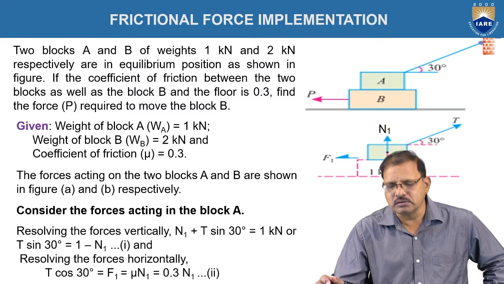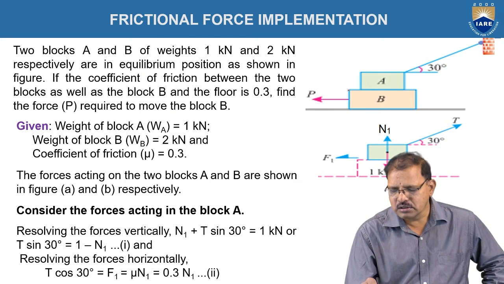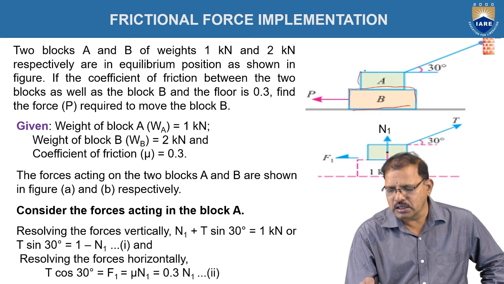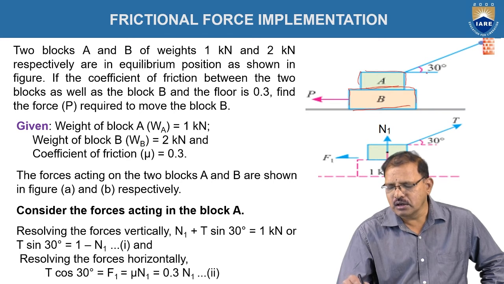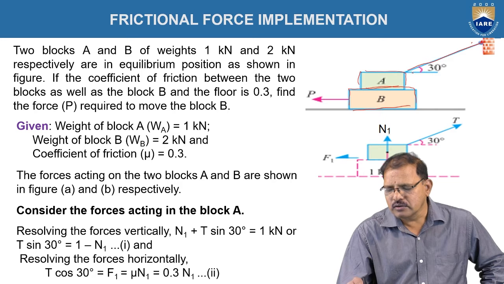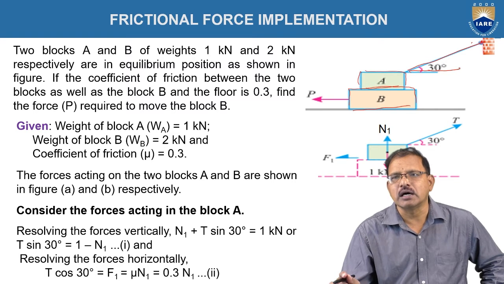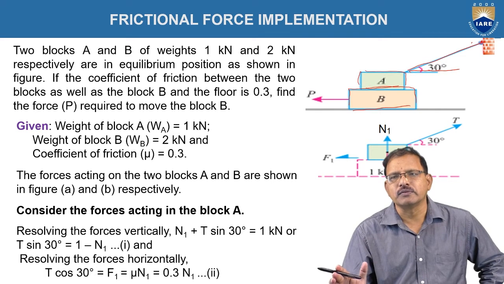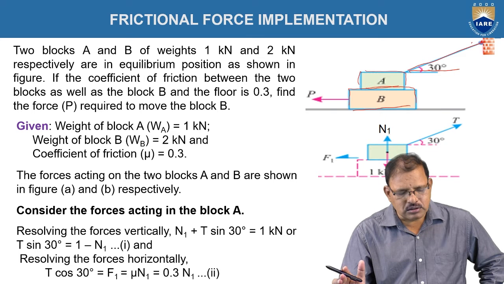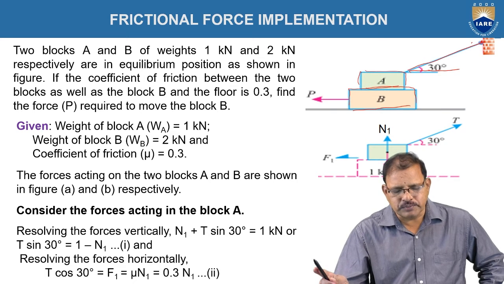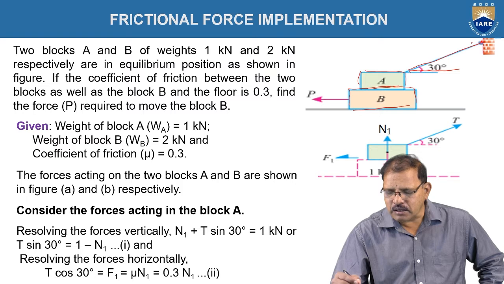So in this figure, the block B is there, and just over it one more block A is there. Now a rope is applied to the wall to prevent its motion, which is making an angle of 30 degrees with the horizontal. The requirement is to find the force P required to move the block B.